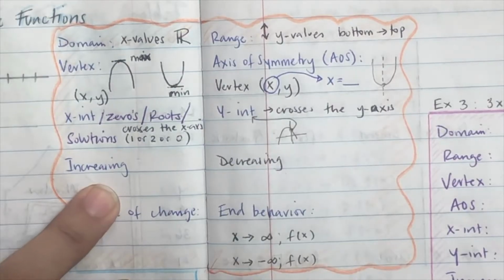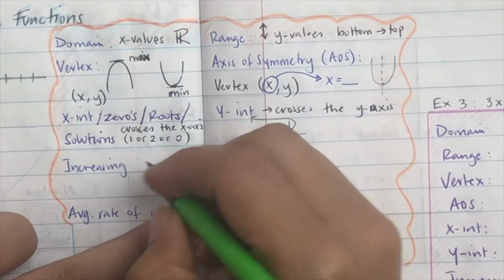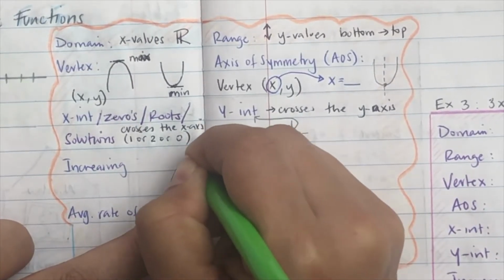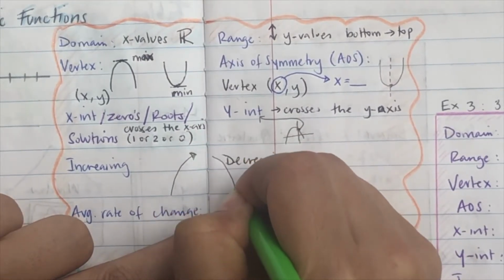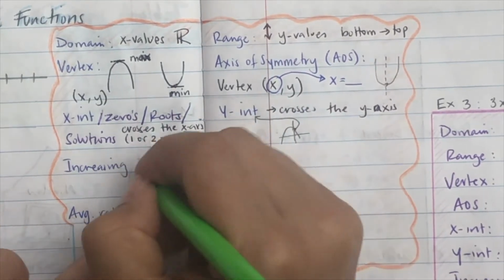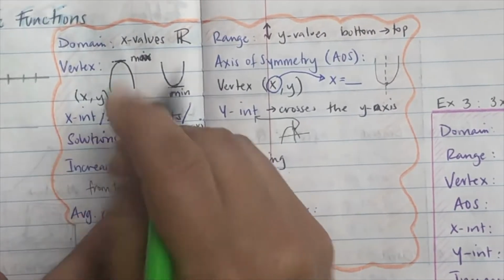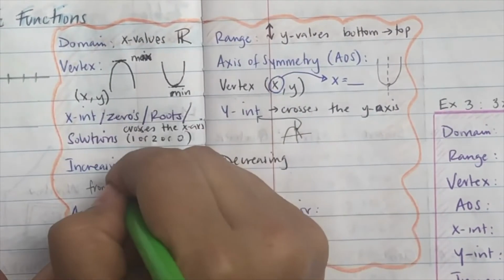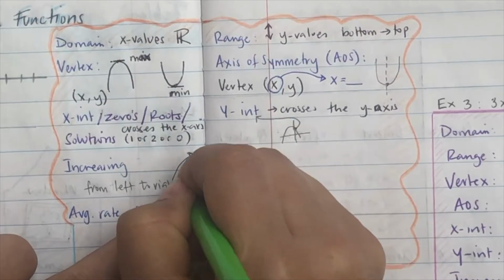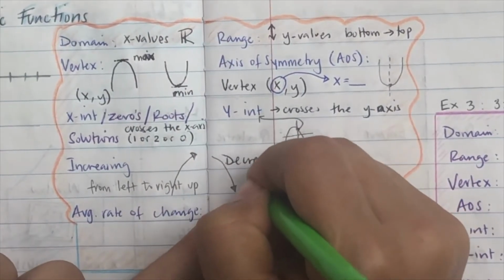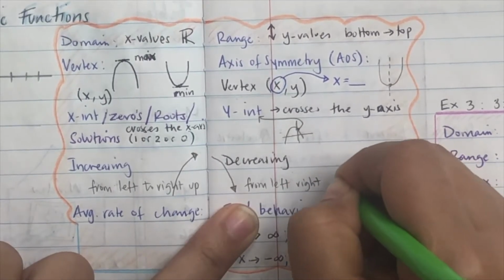All right, increasing and decreasing, I'm going to do them together. Increasing is like this, it's going up from left to right. Decreasing, it's going down. You always read from left to right. This is a listening check, color in the word increasing. From left to right, up is increasing, and from left to right, down is decreasing.